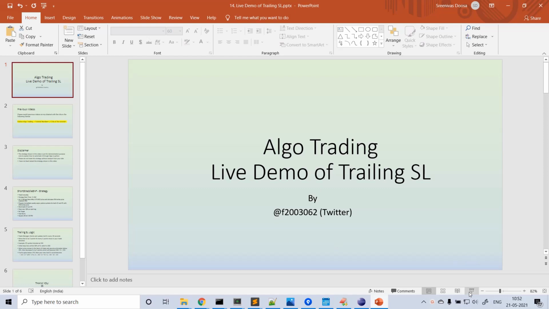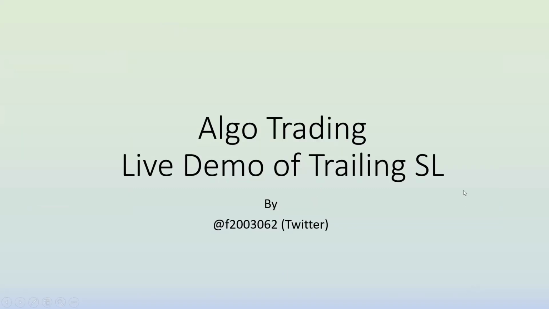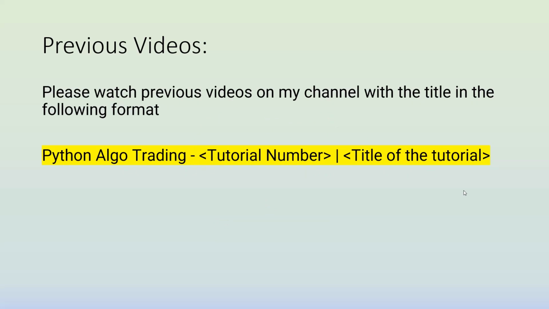Hello everyone. This video is in continuation with the previous video, where I explained how to write the logic for trailing SL. It was based on a strategy, Bank Nifty short straddle. So this video is mainly for showing the live demo. We'll try to execute the strategy live. Before this, I request you to watch the previous video.